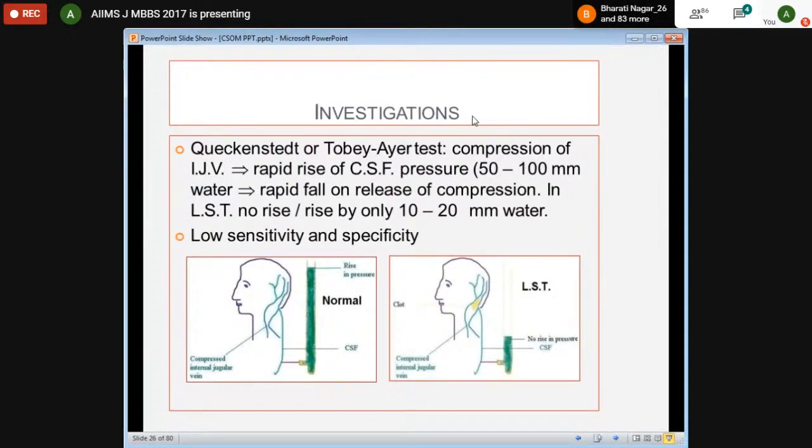Then there is a test that is known as the Tobey-Ayer test. In the Tobey-Ayer test, whenever you compress the internal jugular vein, there should be a rapid rise of CSF pressure, and there is a rapid fall on release of compression.